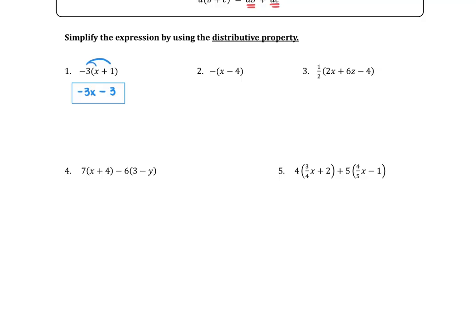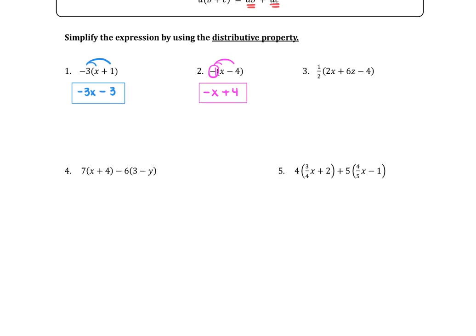Number 2, I know it doesn't look like I have a number there, but remember, if I don't see a number, that number is a 1. So I am going to actually distribute a -1 to both pieces inside the parentheses. So -1 times x just gives me -1x, which we write as -x. We just push them together. And then we have -1 times -4, which gives me +4. These two things cannot be combined because they're not like terms, so this is my simplified expression.